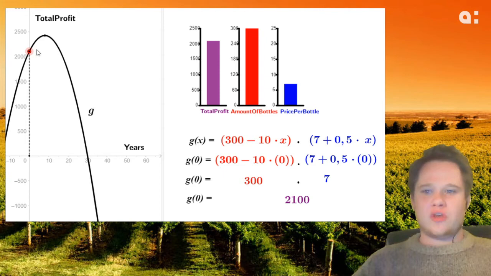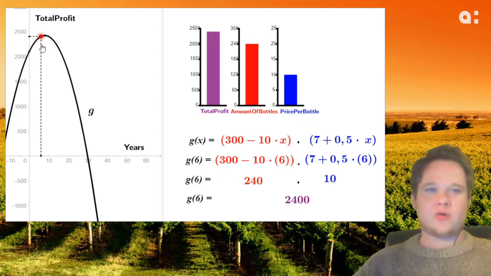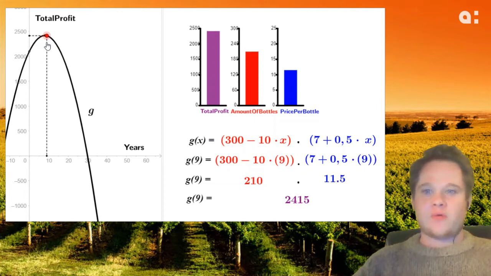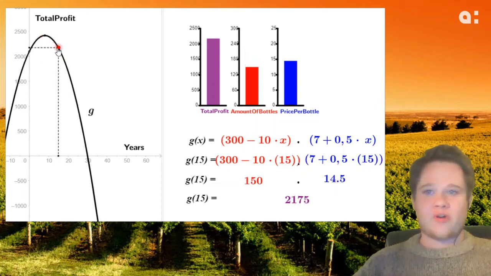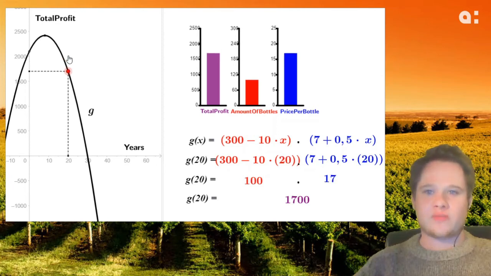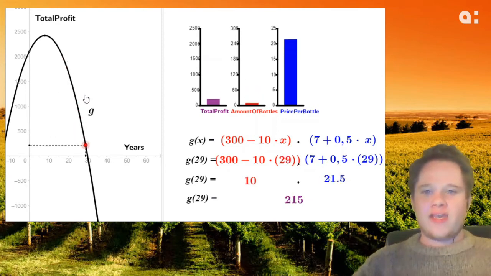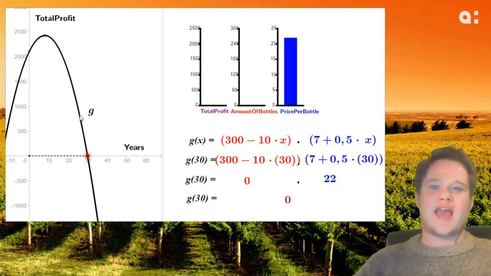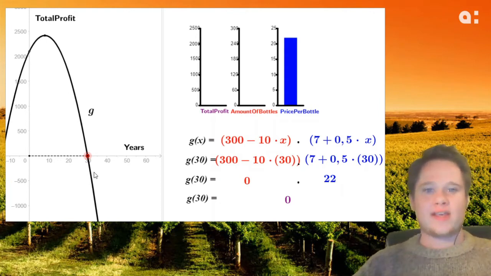We see that the total profit increases when we go to the vertex. And when we are over the vertex, the profit decreases again, because Valère drank too many bottles himself. From the intersection with the x-axis and the parabola, we can see that after 30 years, we don't have any profit anymore, because Valère drank all his bottles himself.